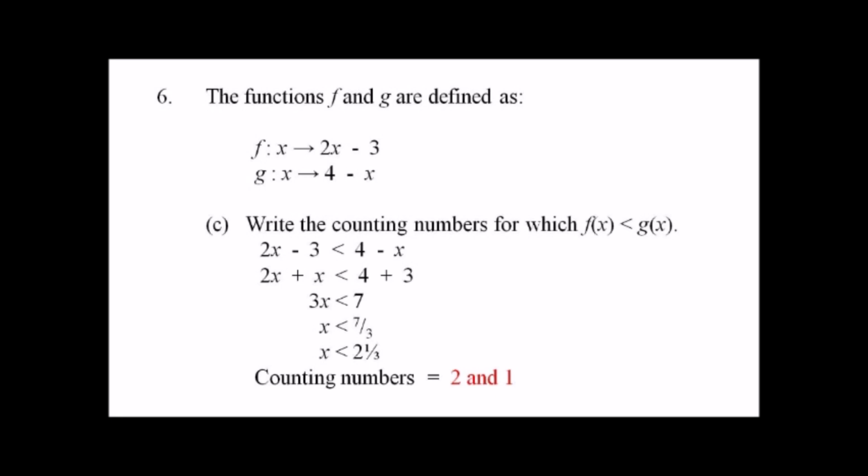And we move on to 6c. Write the counting numbers for which f of x is less than g of x. So put 2x minus 3 is less than 4 minus x. Work that down, put x's to the front, numbers to the back. So you get x is less than 2 1/3. So if we want the counting numbers, it would only be 1 and 2. So the counting numbers for the answer, if x is less than 2 1/3, would be 2 and 1.